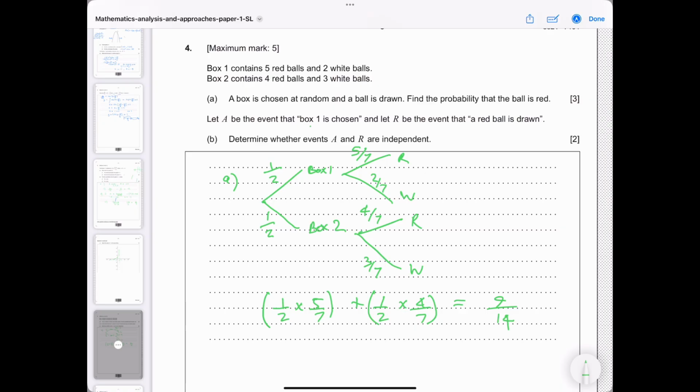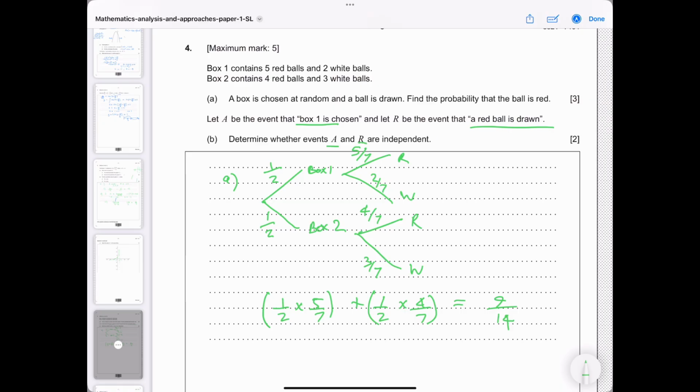Right, and the second bit. Let A be the event that box 1 is chosen, and R be the event that a red ball is drawn. Well, no, that can't be, because there's two different boxes. Okay, so if A is the event that box 1 is chosen, and R being the event that a red ball is drawn, determine whether the events A and R are independent.